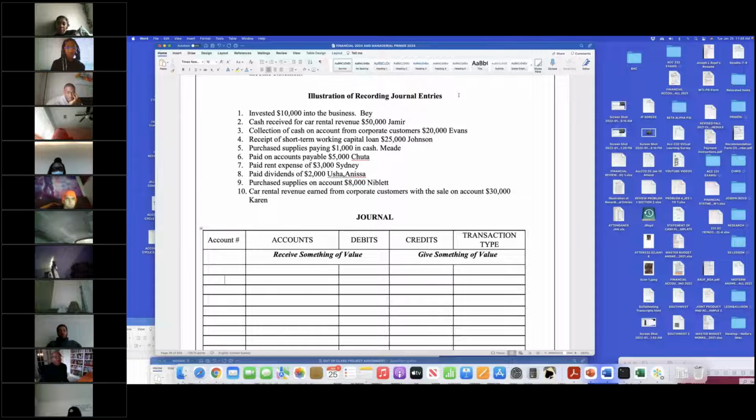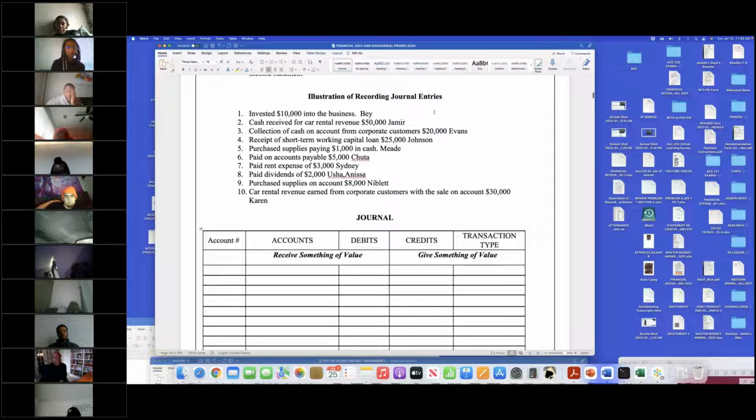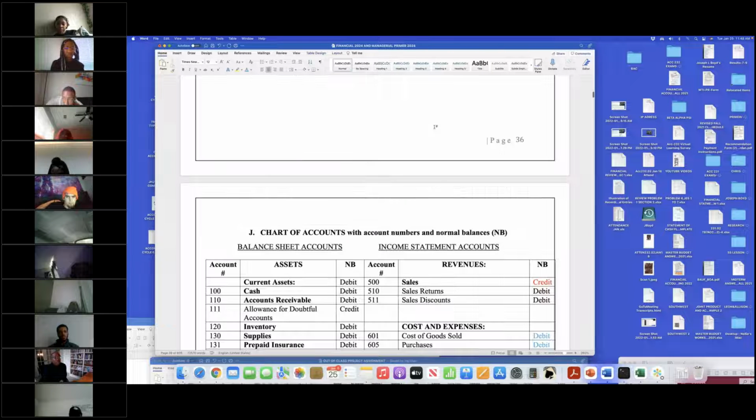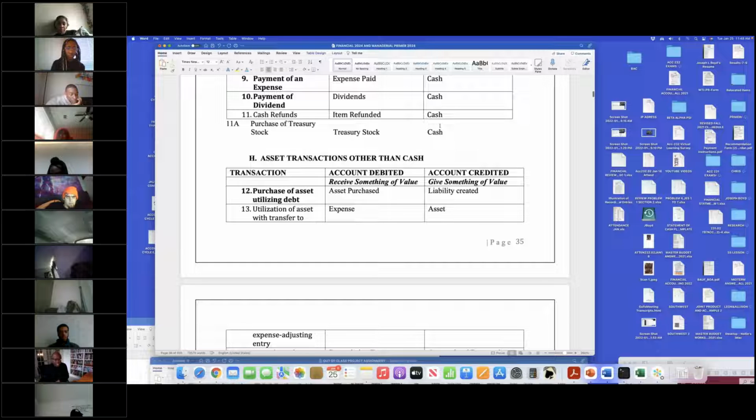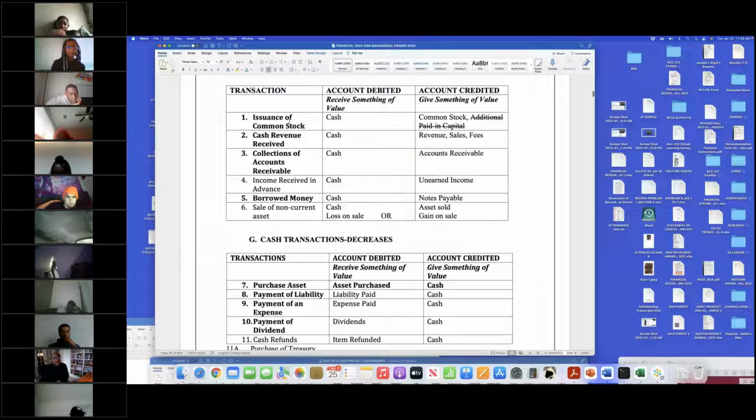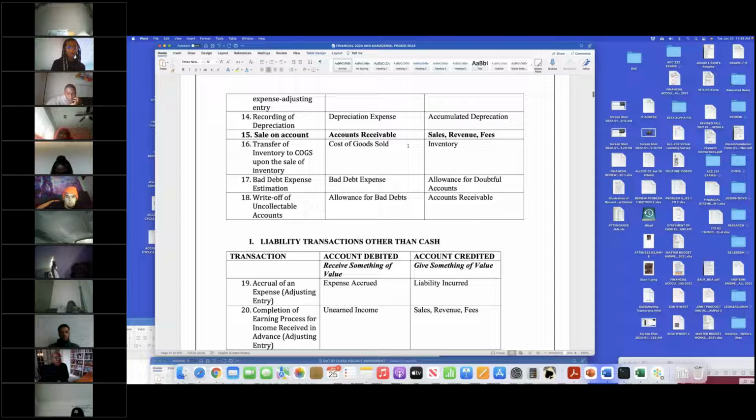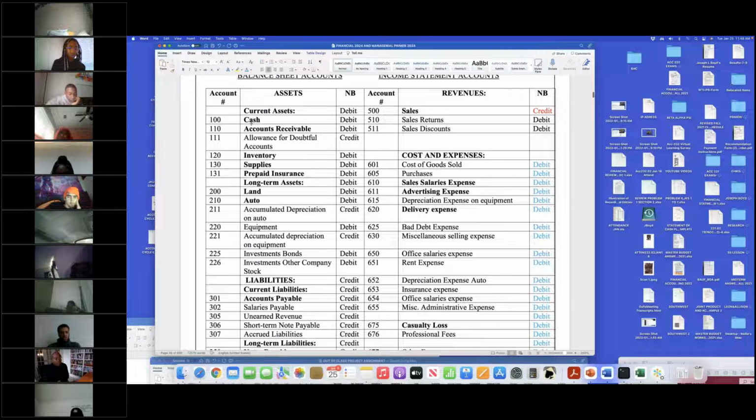So what are we doing here? Cash, common stock. What's our type? It's a type one, because that's how we start the company and we invest in it. What do we debit? Cash. What do we credit? Common stock. Now we've got to go down here and get these numbers to make sure it's going to the right account. Cash is what? 100. Common stock is what? 400.